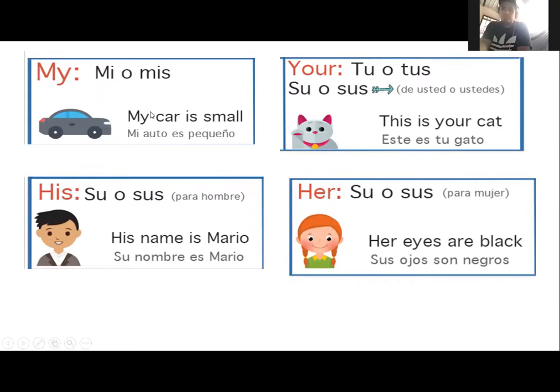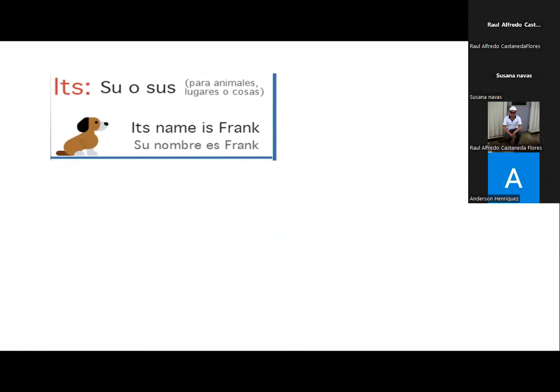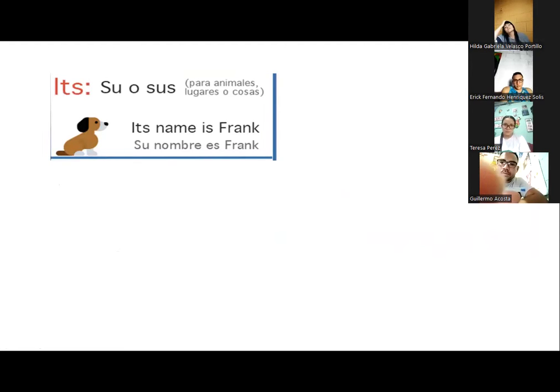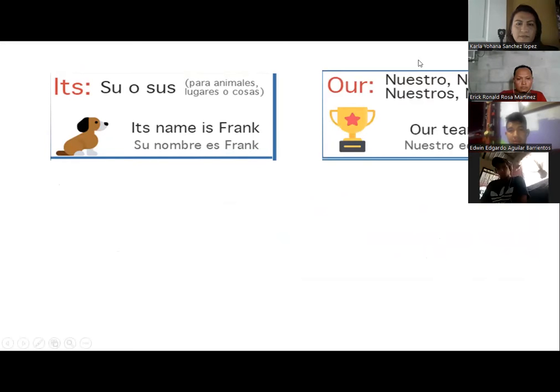So you can see here, my car is small. This is your cat. His name is Mario. Her eyes are black. Okay. Another volunteer. Otro voluntario. Victor? Its name is Frank.